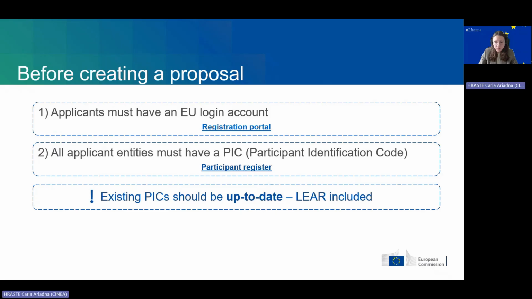If you are unsure whether your entity already has a PIC, you can verify this in the participant register website. If your entity already has a PIC, make sure that the legal entity appointed representatives, also known as LEAR, and contact details are still valid. This will help to speed up the validation process.